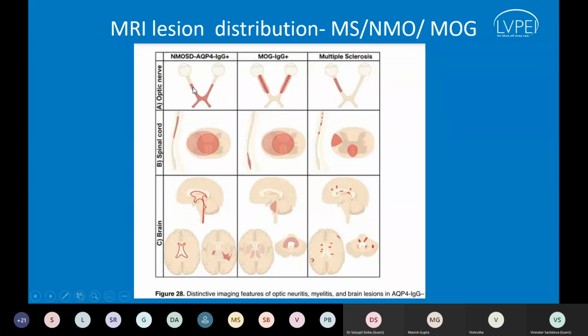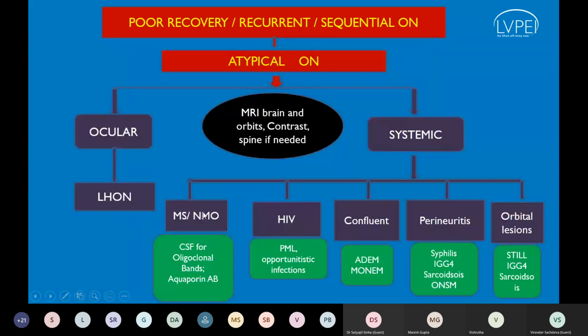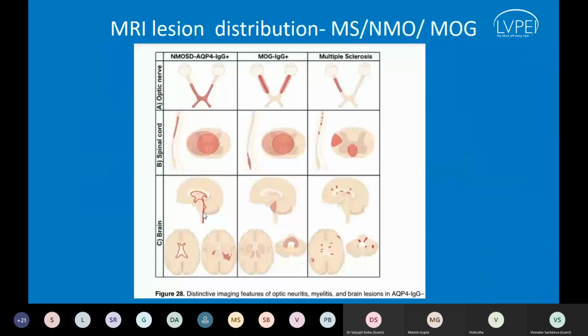In NMO, there is usually bilateral involvement, which is long segments. There can be involvement of optic chiasm, and there is cervical and thoracic cord which is involved, but the lesions are again very contiguous. More than 3 segments are involved, and there can be periependymal lesions in the areas where aquaporin is manifesting. So this is important to know for us and to distinguish in a patient with optic neuritis.